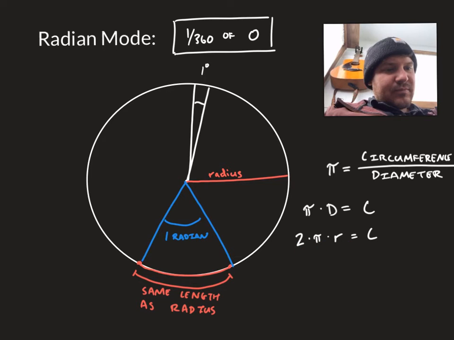So one circle is 360 degrees, and because of this definition of pi and therefore this formula for circumference, it must also be 2 pi radians.